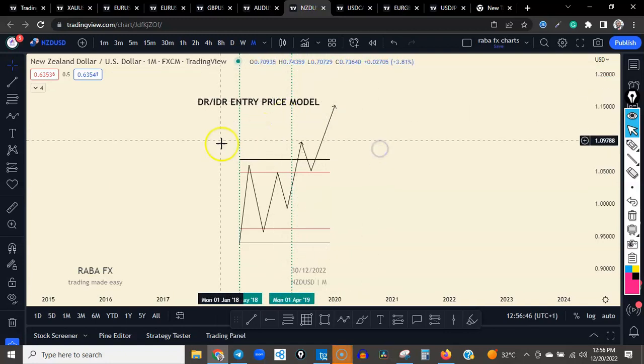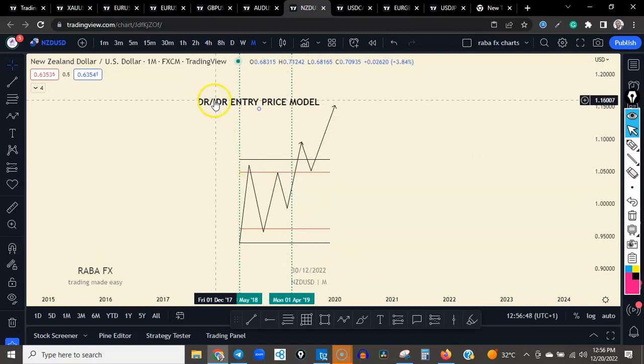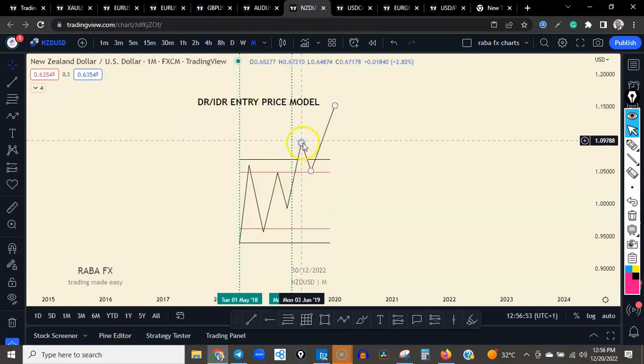Now, this entry model, I call it the DR IDR entry price model. In this case, it's very simple from the name. You want to take entry at around the DR and IDR level, meaning a close above. Price comes, touches the DR level or IDR level, and you look for your entry. And what are you looking for? You have to look for rejection.